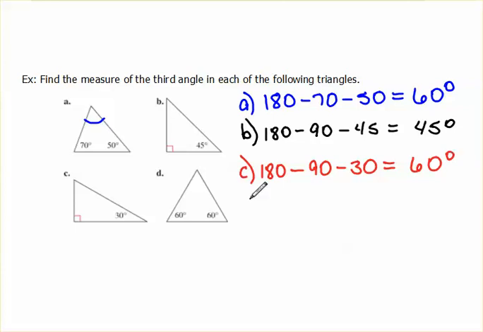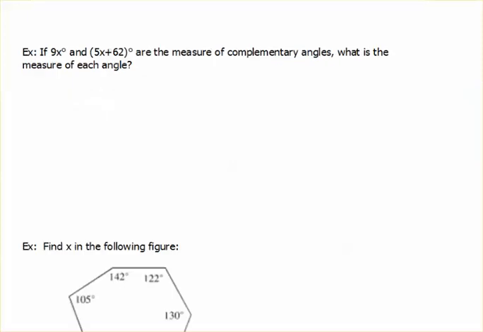And finally, for part D, we have a 60-degree angle and a 60-degree angle. We want to know what this one is. We could take 180 minus 60 to end up with a 60-degree angle. So this would be an equilateral triangle. Remember that from our vocabulary from before? But it gets much more fun than that.